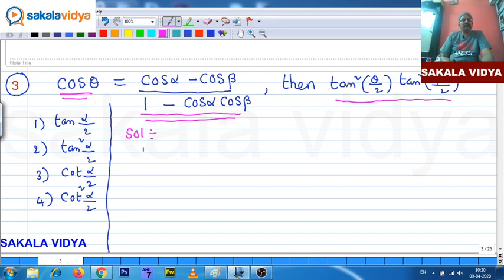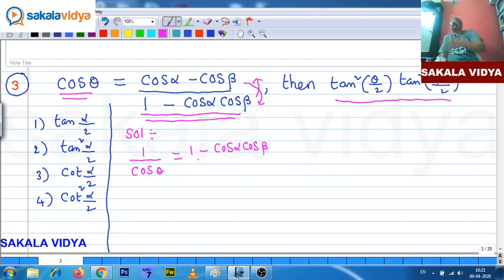Now, let's make a plan. Write down the reciprocal of cos theta. That is 1 by cos theta equal to, with numerator and denominator interchanged, we can write 1 minus cos alpha cos beta by cos alpha minus cos beta.